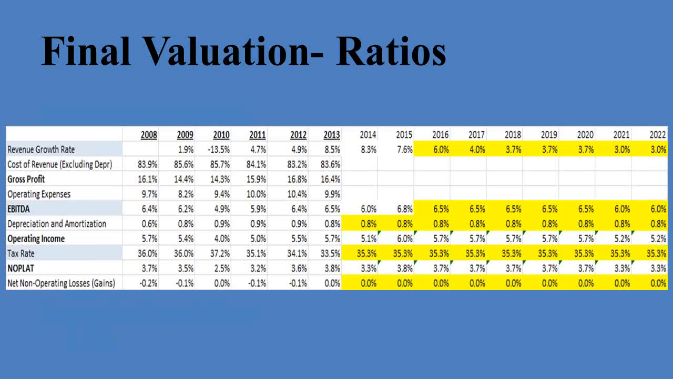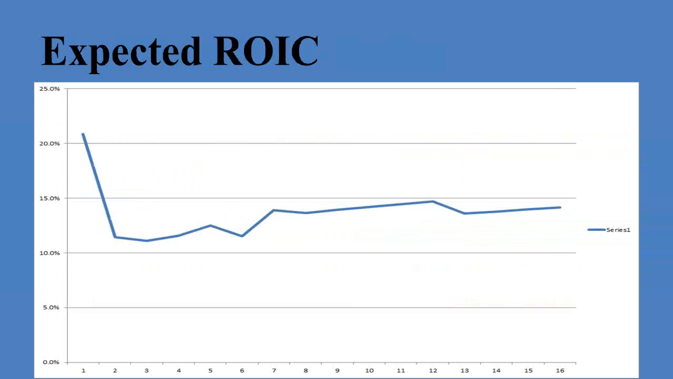Here are ratios of what I just talked about: the Bloomberg consensus in 2014 and 2015, and then the growth rate decreasing to 3% in 2022, and then the perpetuity growth rate picks up after that. And the EBITDA margin of 6.5% starting in 2016, decreasing to 6% in 2022. And our operating margin of 5.7% starting in 2016 and decreasing to 5.2% in 2022.